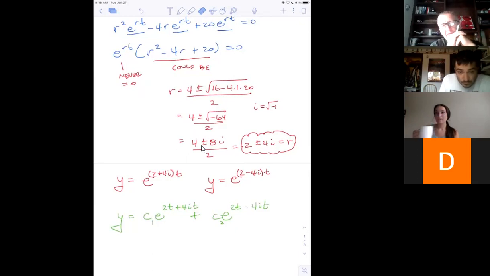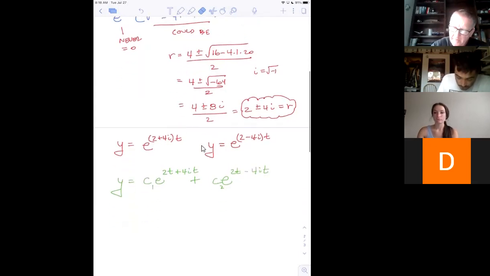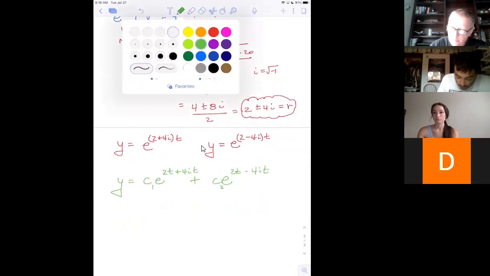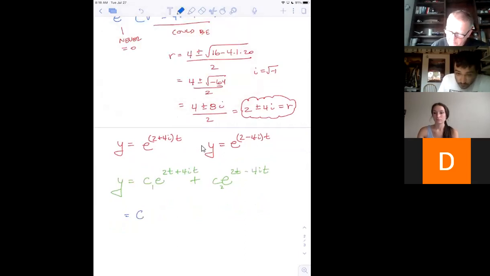Now here's where it gets really interesting. So we're actually not going to quit just yet. Now, you remember the rules of exponents. If you have an exponent with two things added together, couldn't you also write it like this? You could say C1 e to the 2t, and then what do you do with e to the 4it?